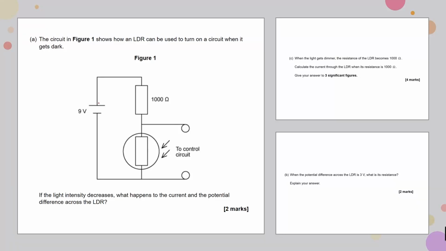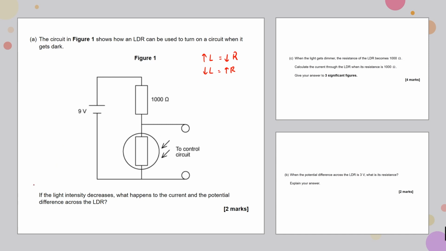Okay, this is another exam type question. So we have the circuit in figure 1, which shows how an LDR can be used to turn on a circuit when it gets dark. Remember, for an LDR, when the light intensity increases, the resistance decreases. Know this. When the light intensity decreases, the resistance increases.